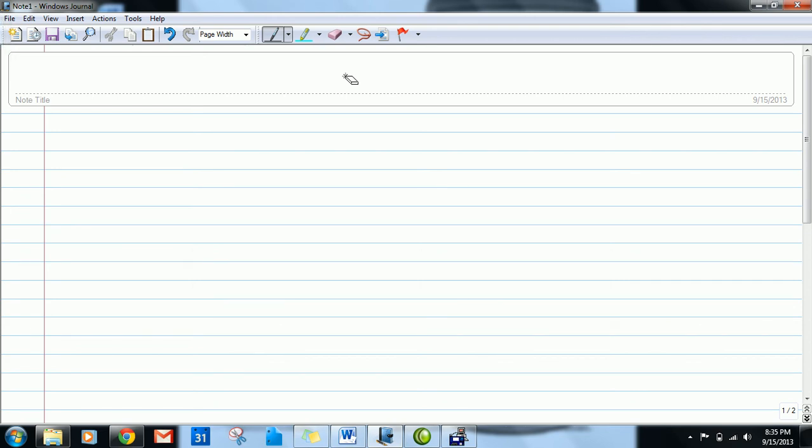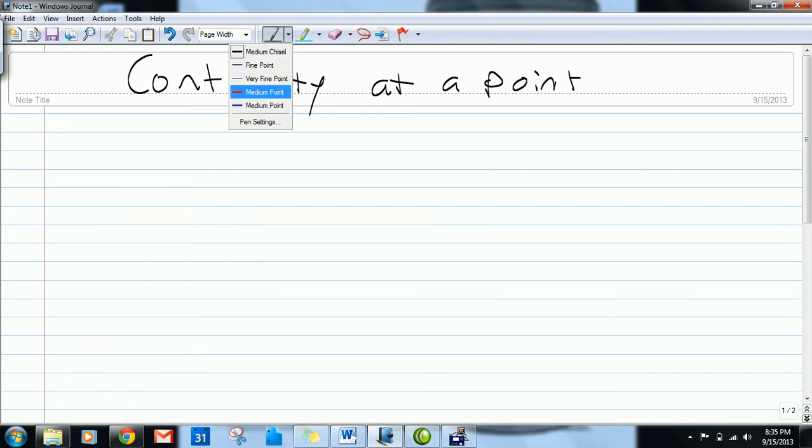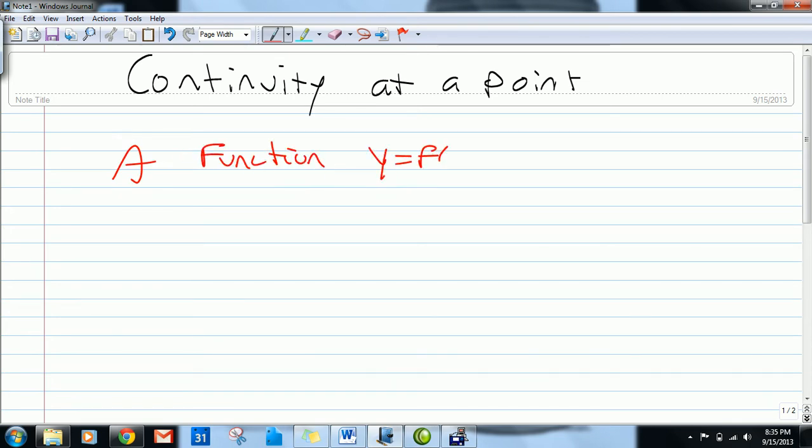In this video I'm going to introduce you to a very important idea in calculus. It's called continuity at a point. A function, which we'll call in general y equals f of x, just some general function, is going to be continuous at some point, which I'll name x equals c. That's the point at which we're thinking about the continuity of this function, if three things happen.